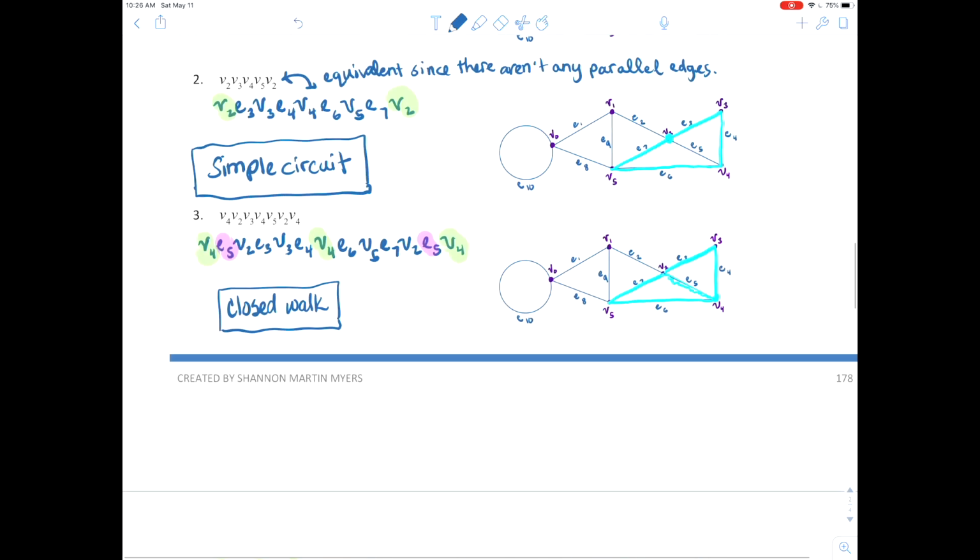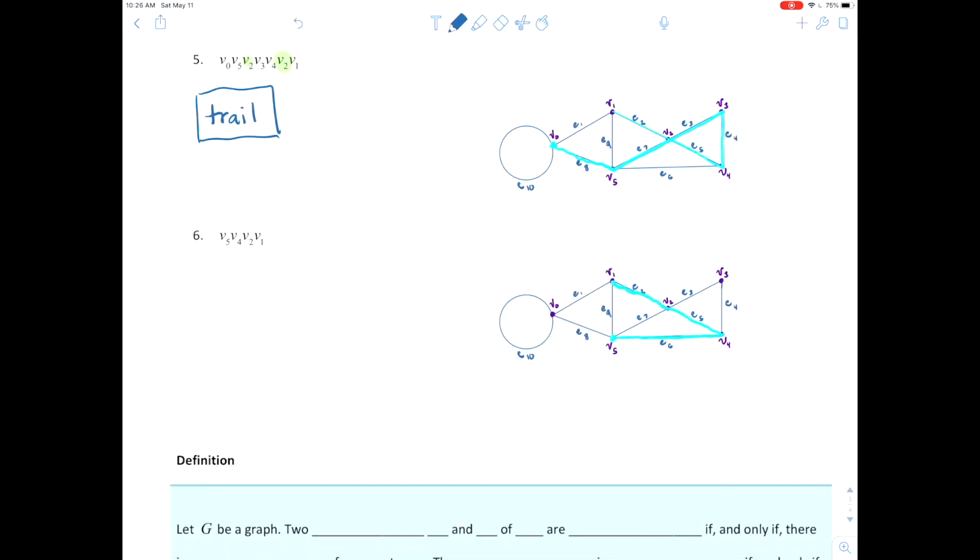All right? I know it took a while for this example, but hopefully this exercise helps you visualize that and helps you remember what these are.